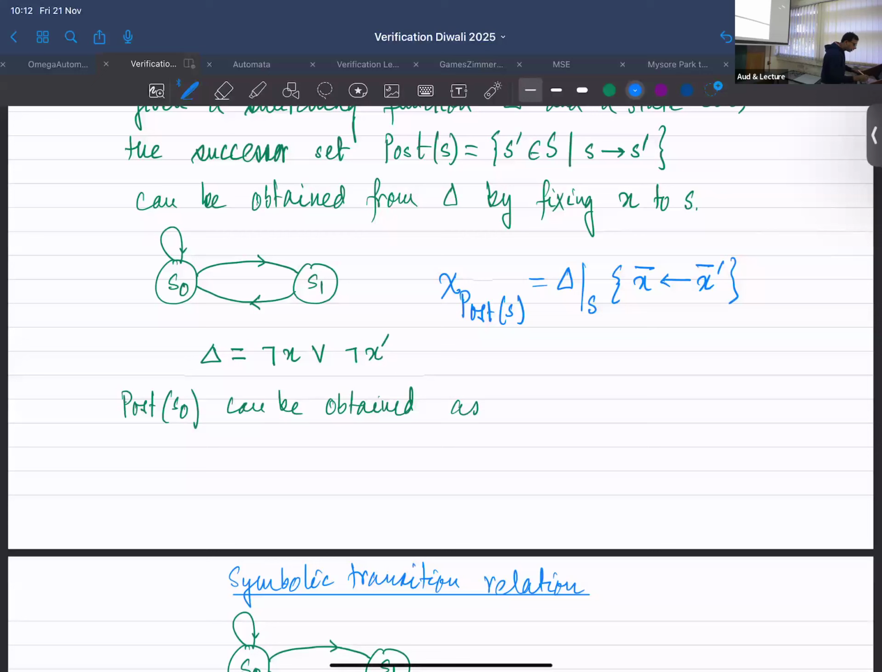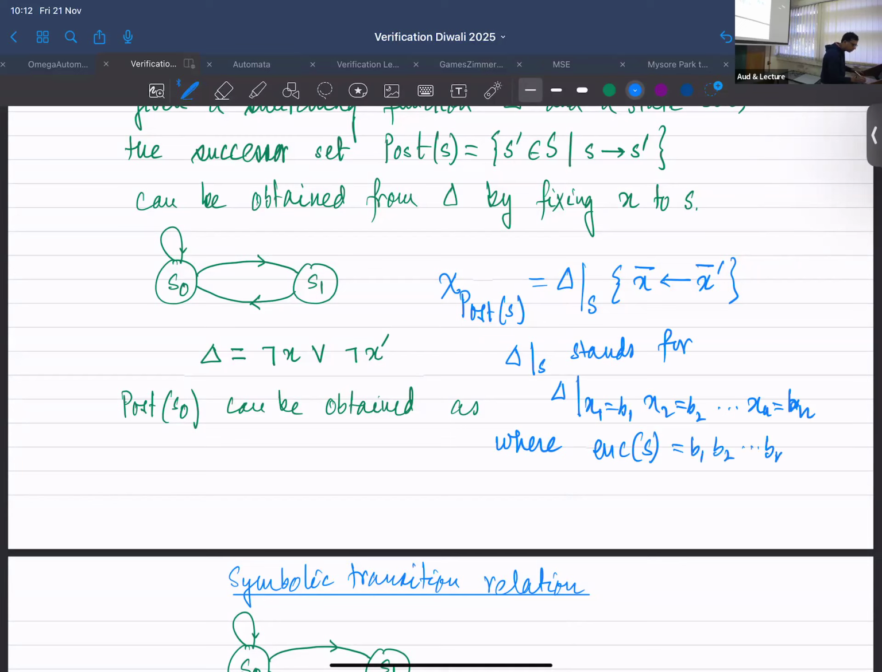So delta S essentially stands for delta, where x1 equal to b1, x2 equal to b2, xn equal to bn, where again the encoding of S is b1, b2, bn. Is it clear? Okay.